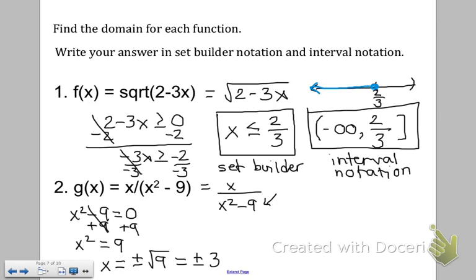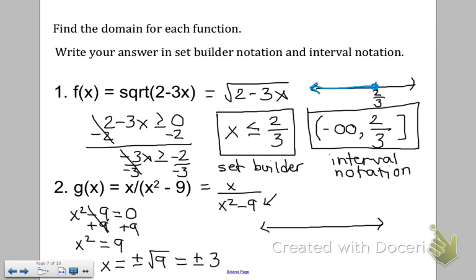Now again, remember that these solutions I get out are the values I cannot have. I cannot have positive 3 and I cannot have negative 3 because those are the two values that make that denominator 0. So let's look at what that looks like visually on the number line, because that's going to help us get over to interval notation.